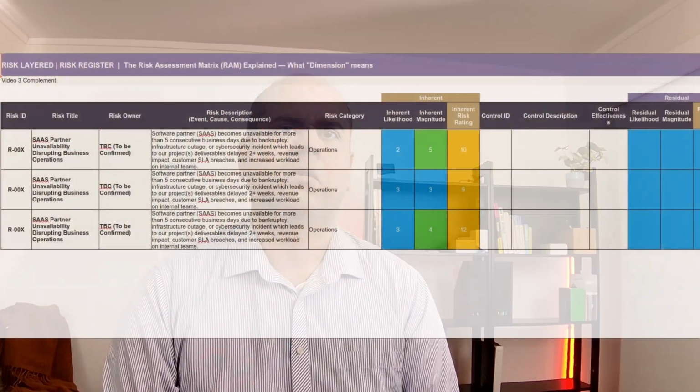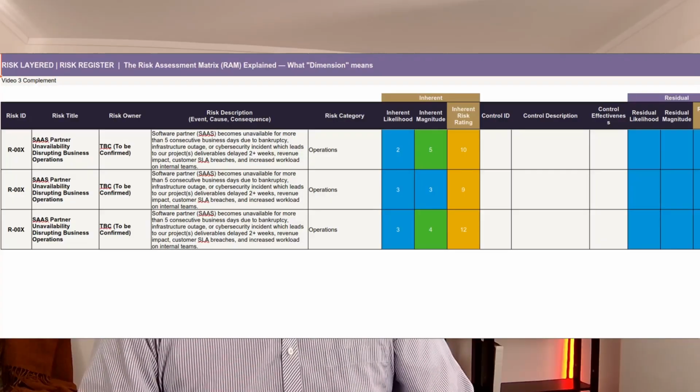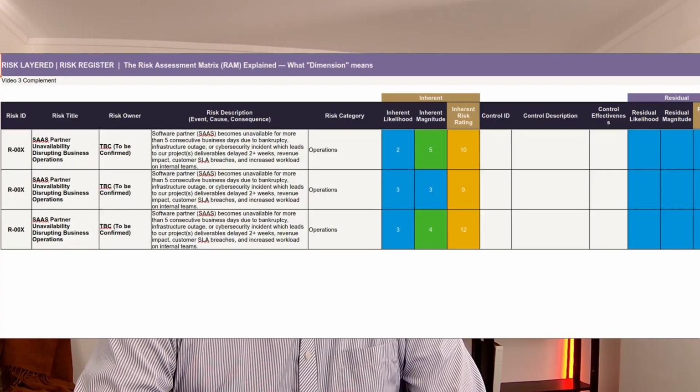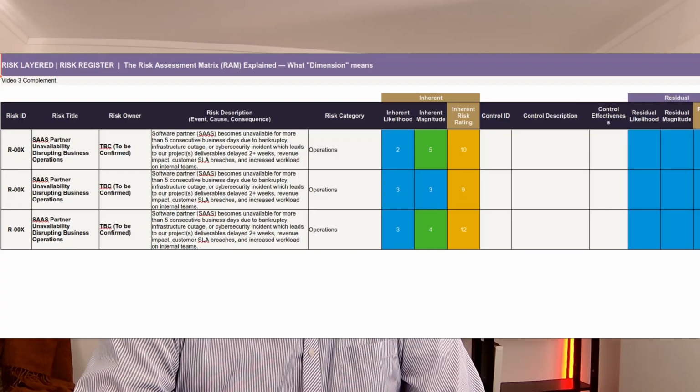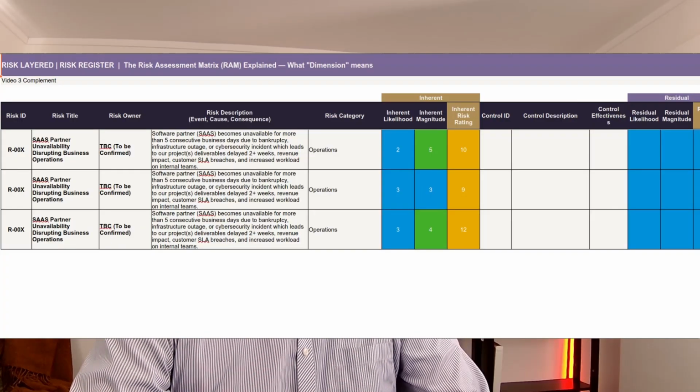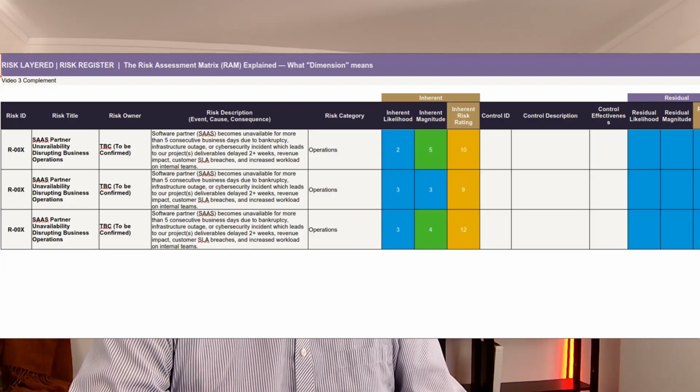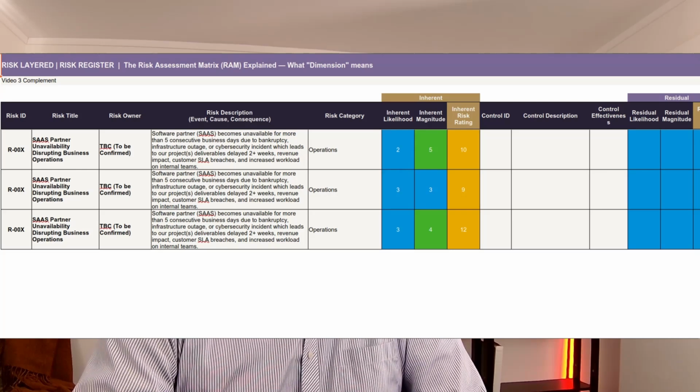Now, let's have a look at an example using the RAM. This will bring together, with one example, what we have discussed so far, and we will score the same risk in 3 ways. Let's take a generic vendor risk: a software partner or a SaaS company. Let's say it becomes unavailable for more than 5 consecutive business days due to bankruptcy, infrastructure outage, or cybersecurity incident, which leads to our projects being delayed 2+ weeks. And this means revenue impact, customer SLA breaches, and increased workload on the teams.